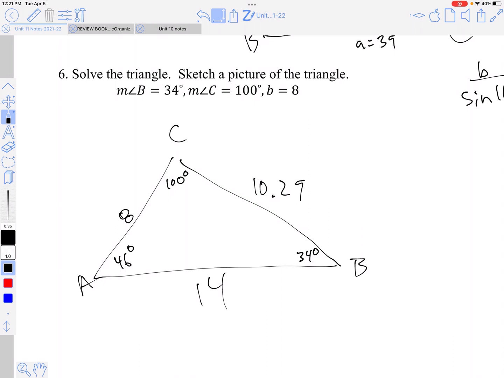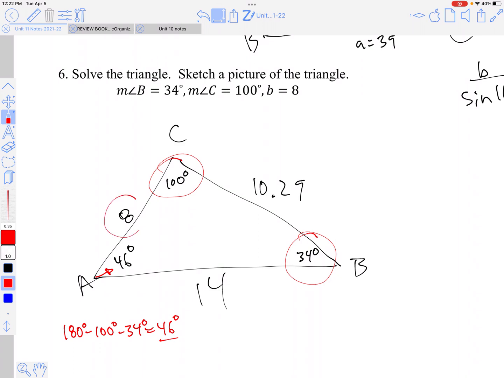Okay, so if you got this when you tried it, or pause this, try it, make sure you get it. If you got all this, great, go do the homework. If you did not get this, you were given angle C. You were given angle B. So angle A should be easy. You just do 180 degrees minus 100 degrees minus 34 degrees. So just remember the inside of a triangle always adds up to 180.